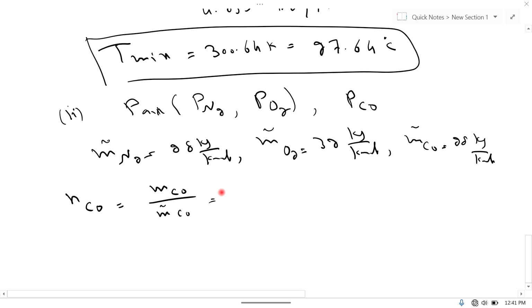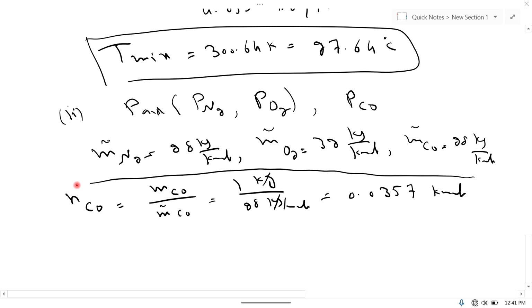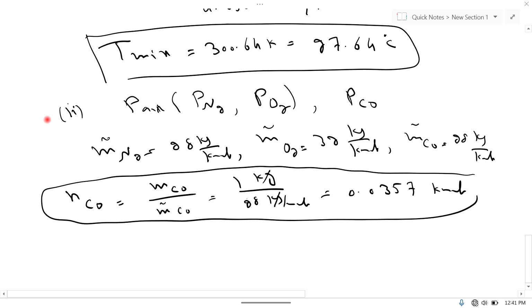So mass of carbon monoxide is already known to us, which is 1 kg, and molar mass is 28 kilogram per kilomole. Kilogram will be cancelled with kilogram. 1 by 28 is 0.0357 kilomole. This is the number of mole of carbon monoxide.